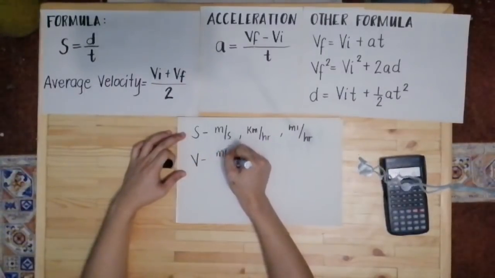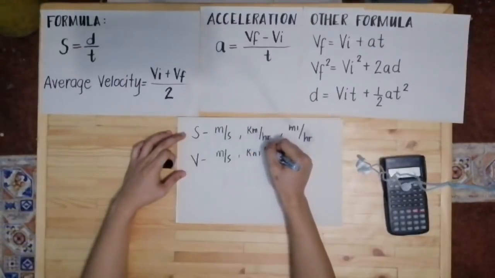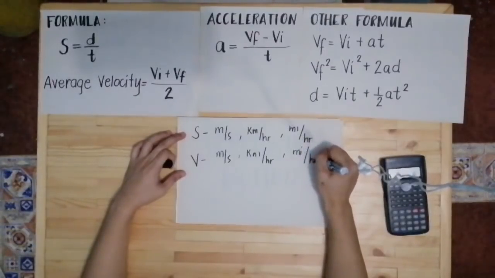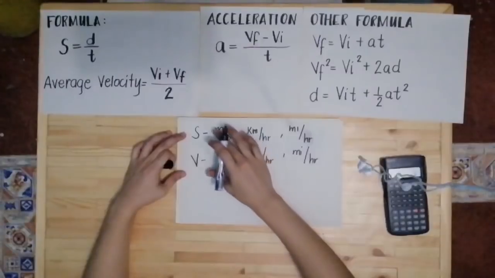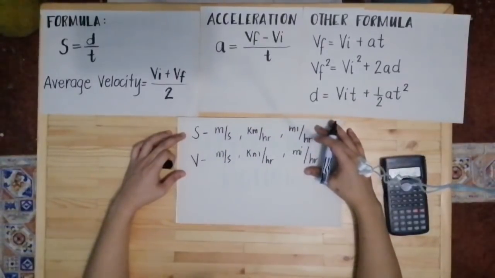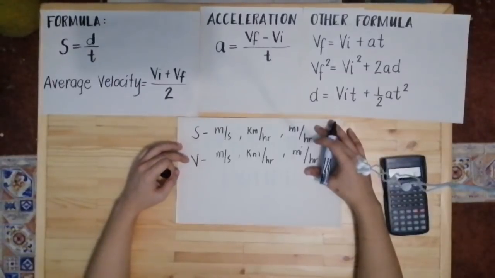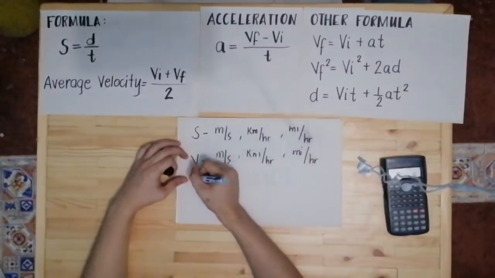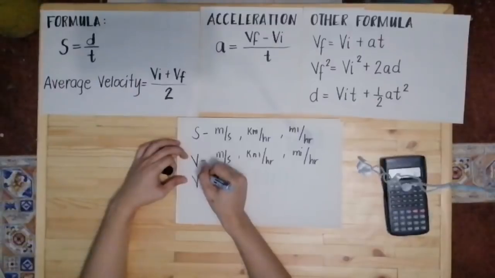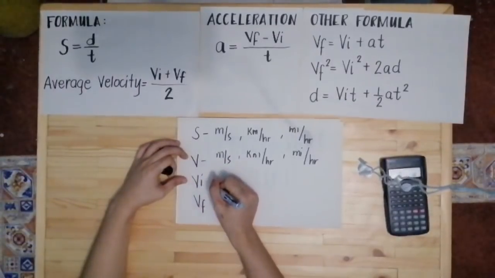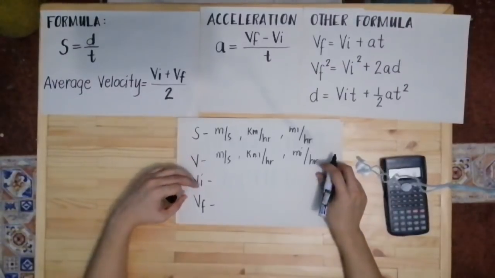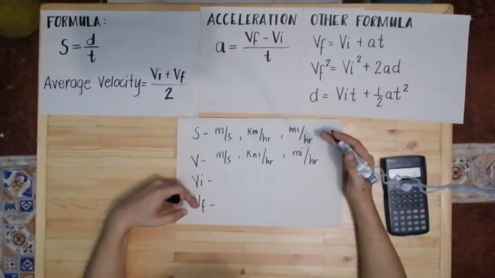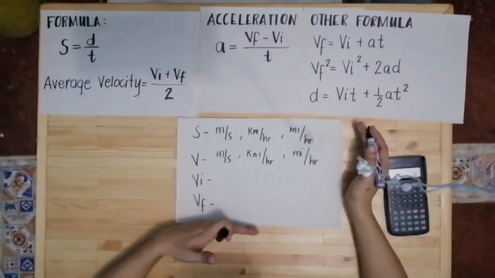So meter per second, kilometer per hour, then miles per hour. Parehas lang sila. Ito yung mga usual na makikita mong unit kapag binanggit ang speed or velocity. Ang velocity ay meron dalawang representation. Pwede siyang magkaroon ng initial velocity, then final velocity. Ang initial velocity, ito yung una niyang speed. Yung final velocity, ito yung pinaka-huli niyang speed.